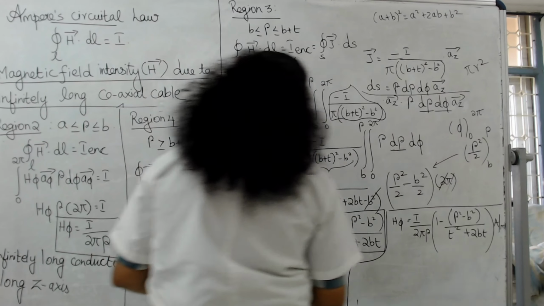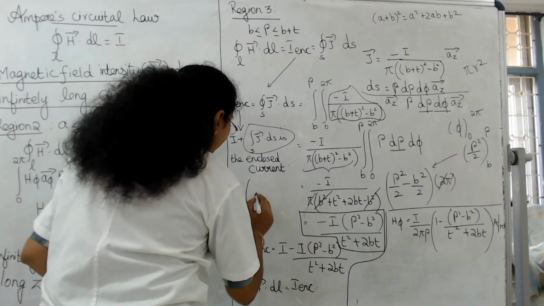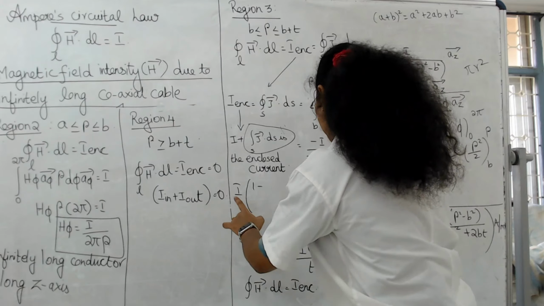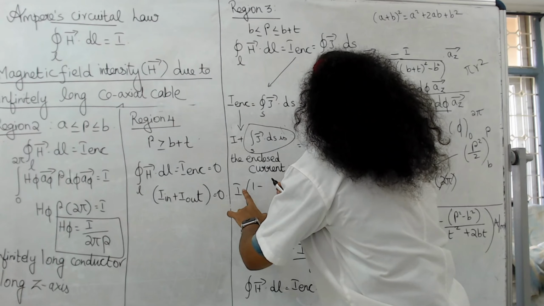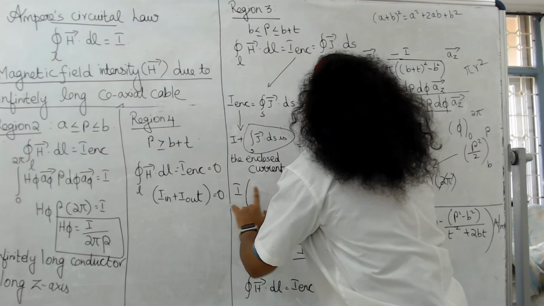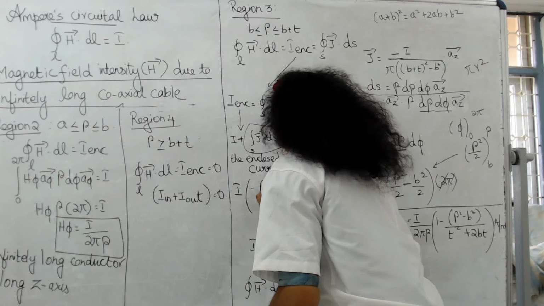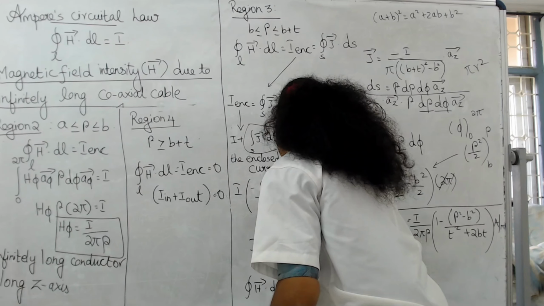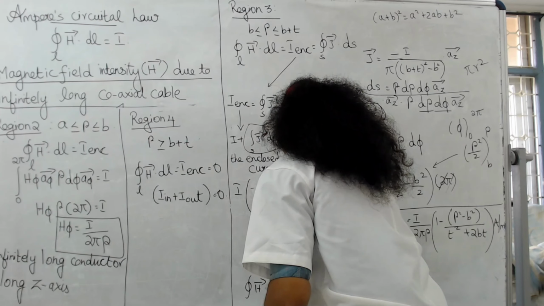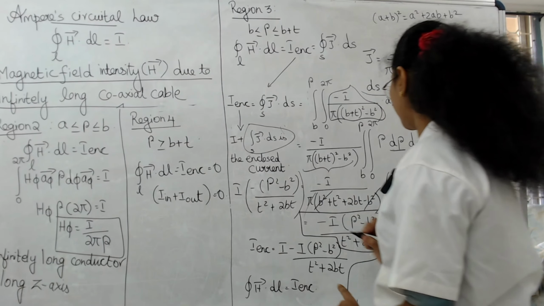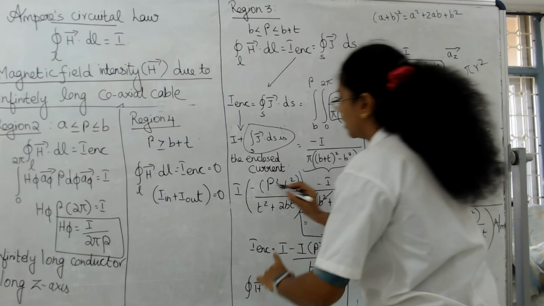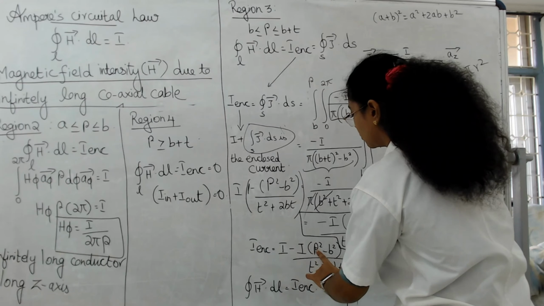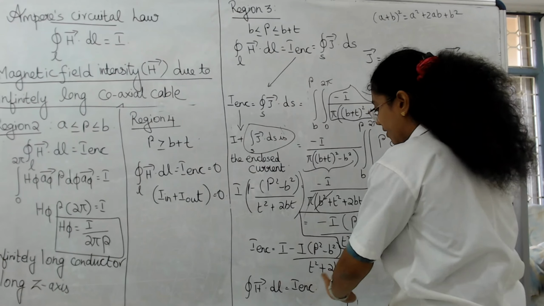That is, if I take this I constant outside, it will be 1 minus, since I is taken outside, rho squared minus b squared by t squared plus 2bt will be the term here. So both the terms: 1 minus will be here. This I taken outside, 1 minus rho squared minus b squared by t squared plus 2bt.